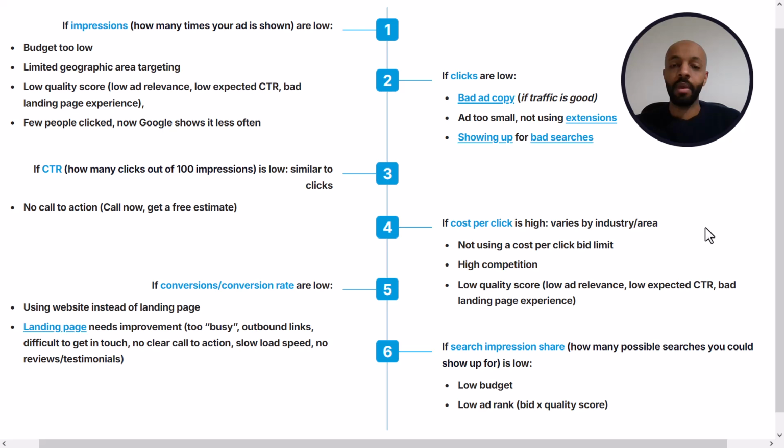And I made a video on how to decide your budget. I should have linked it here, but you can find it on my channel. And you can use that to figure out your cost per click bid limit. And obviously you have to make sure that these numbers make sense for your business. The other thing is, like I said, it depends on the area and the market. Maybe there's just high competition.